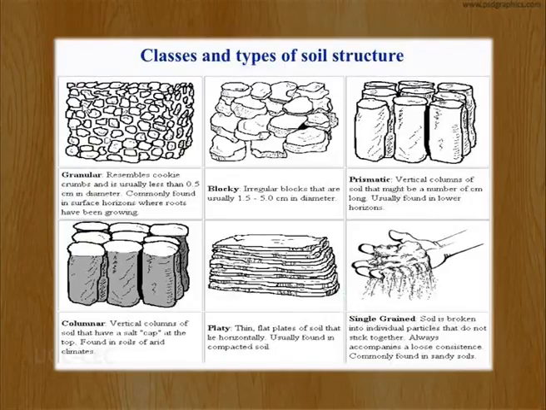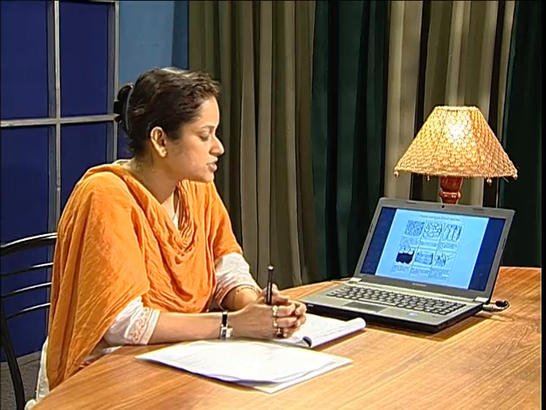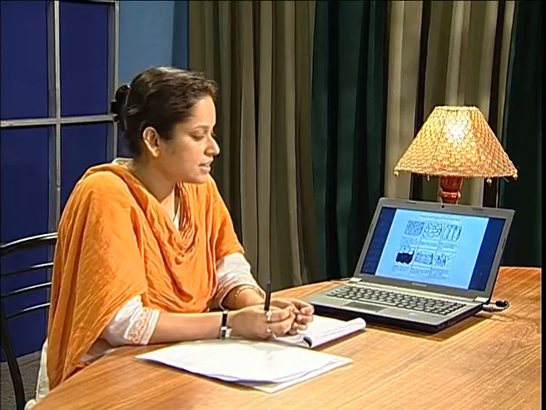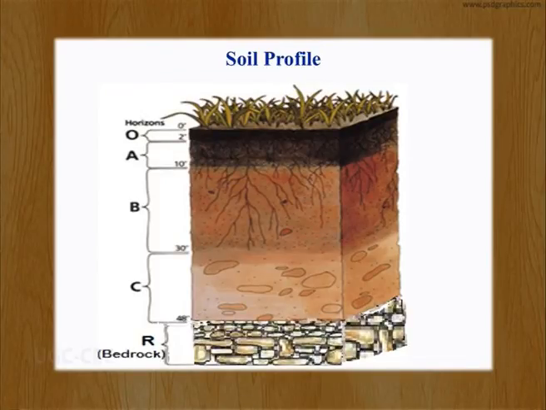There is another type which is known as single grain type, in which the soil particles do not aggregate because of the absence of cohesive forces, and hence they are present in the form of single grains. Let us now see what a soil profile is. If we cut a vertical section of soil extending from the ground surface to the parent bedrock, we see a series of zones. These zones are known as horizons and are abbreviated by a letter code.